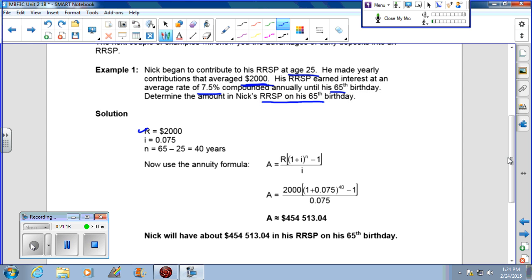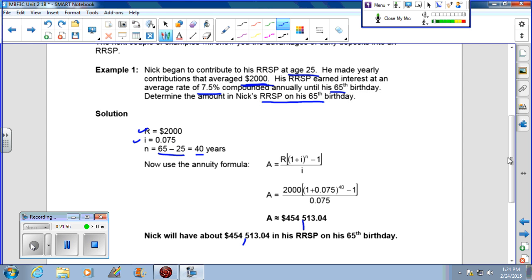Okay. So $2,000, the interest rate is 7.5%. It's compounded annually, so it would be 7.5% divided by 1, which is just 7.5%. And you've got to watch the number of years of the investment. In this case, he starts at 25 and stops at 65, so it's 40 years. So they plug all those numbers in, and we see that Nick has about $454,513 in his RRSP.